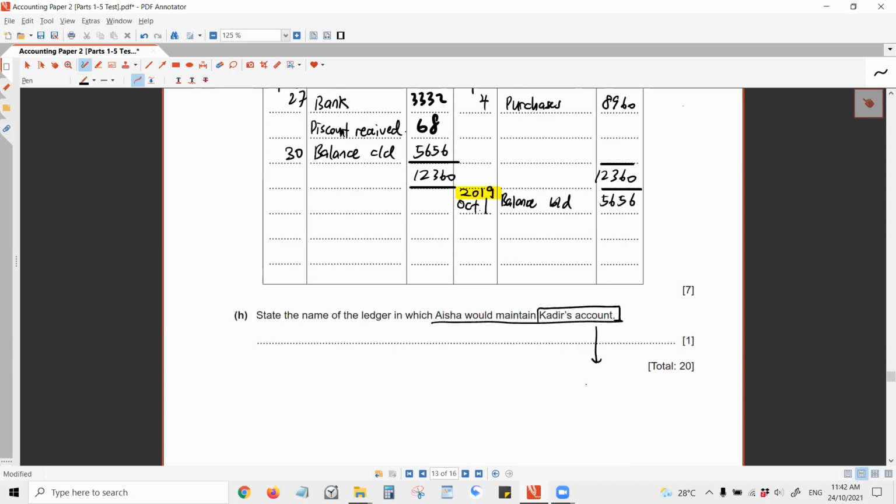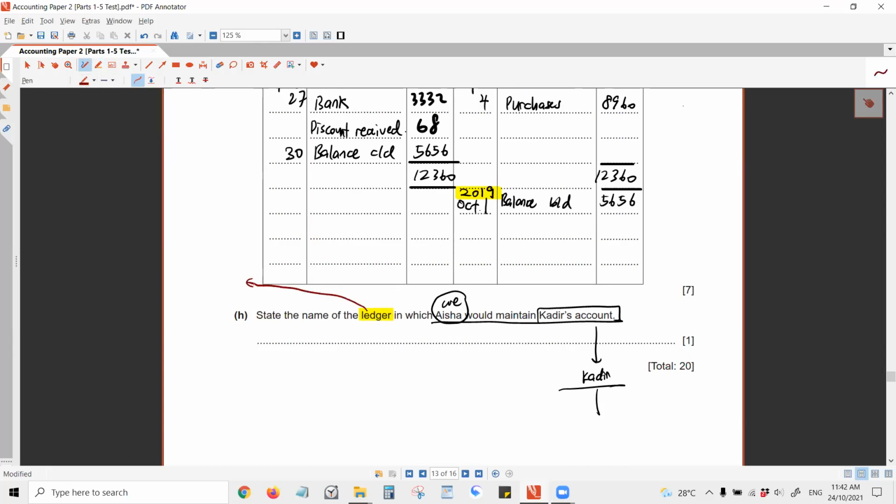Cardill's account means T-shaped account, Cardill. That means we are not Cardill, we are Aisha here. So here you have to remember something about the book that I keep mentioning from time to time. The book ledger, you learn it in part 3.